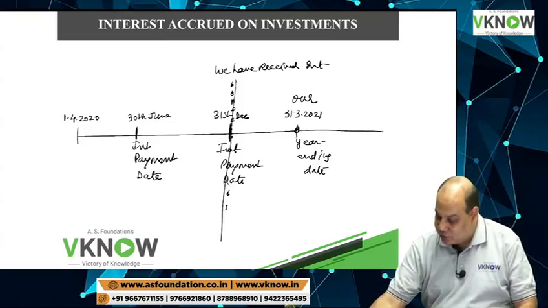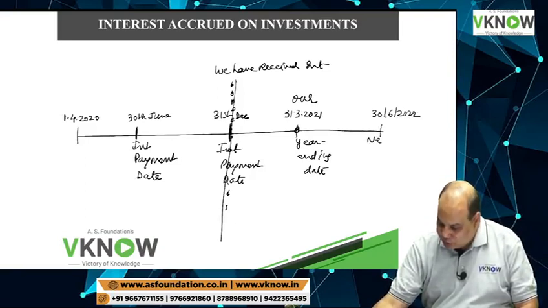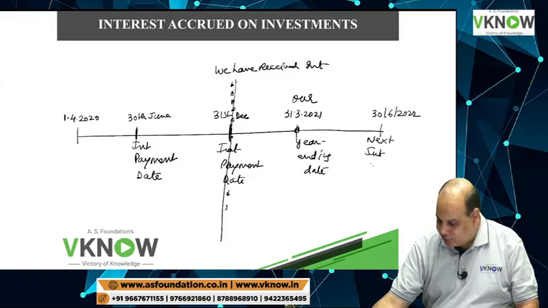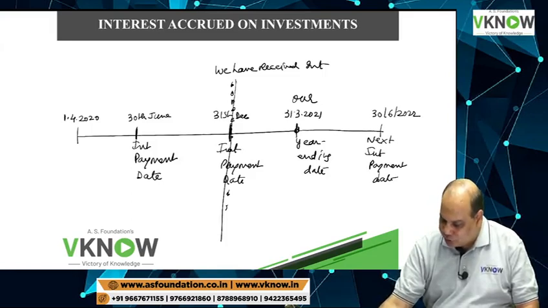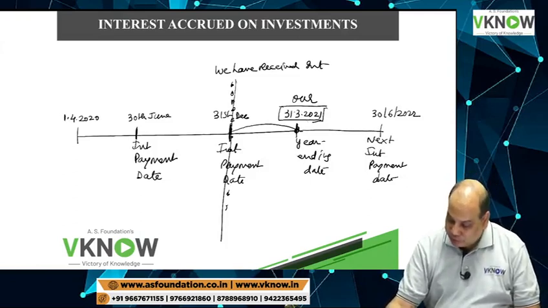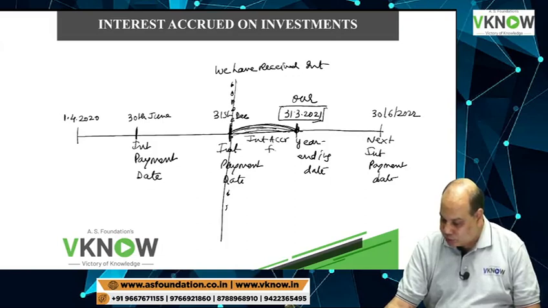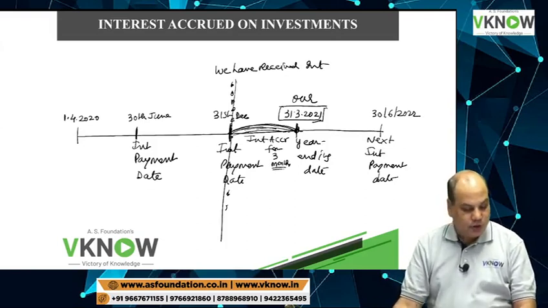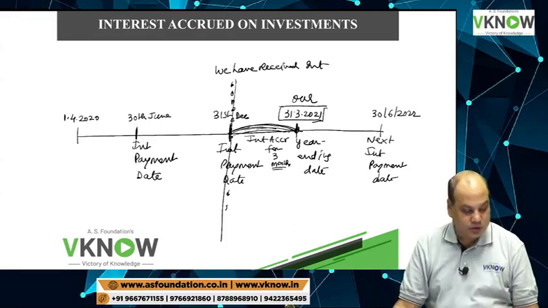Next interest will be received on 30th June 2022. This is the next interest payment date. But we have to close our books on 31st March 2020. Therefore, I will have to provide for interest accrued for 3 months.